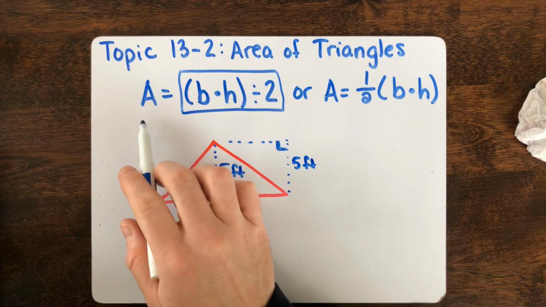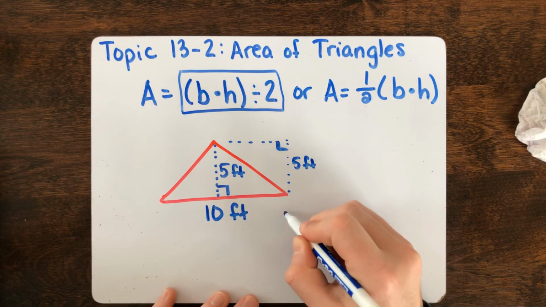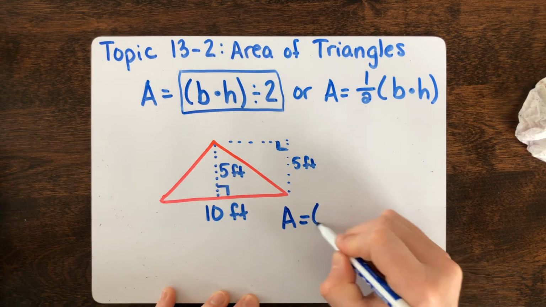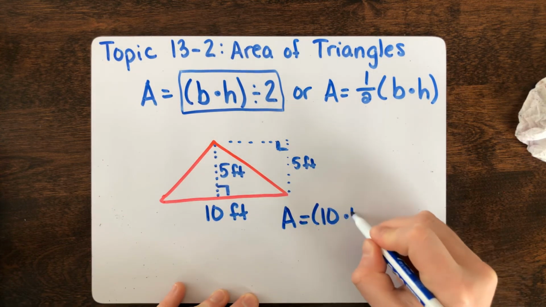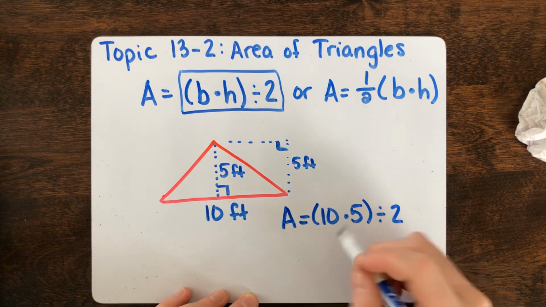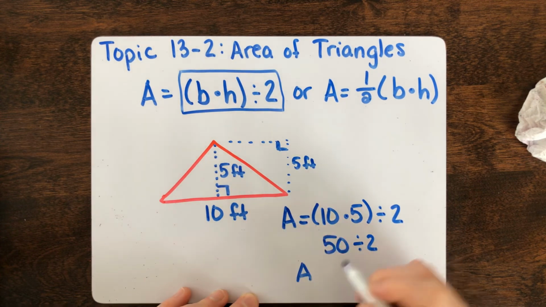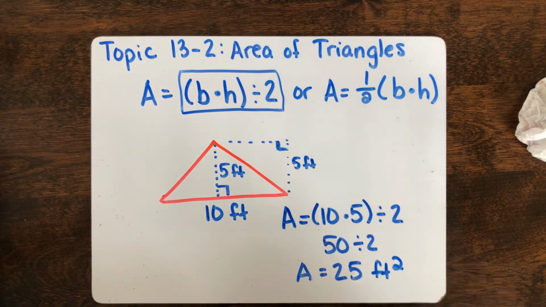So again, area of a triangle is base times height divided by 2. So area equals the base, which is 10, times the height, which is 5, divided by 2. Okay, so 10 times 5 is 50. 50 divided by 2. The area of this specific triangle is 25 feet squared. All right, and that's all we're going over today, that the area of a triangle is just half of what a parallelogram is. And I always thought that was really interesting.